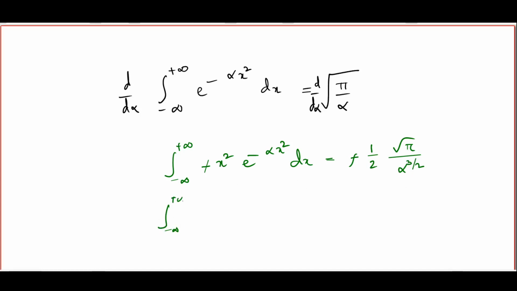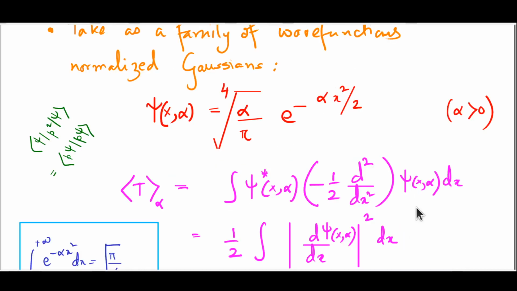Repeating this once again will give me x to the 4. Another minus sign which you can cancel on both sides, and the derivative on this side is half times 3 by 2 times root pi by alpha to the 5 by 2. And of course, if you were to integrate x to the 6 e to the minus alpha x squared dx, you would get half into 3 by 2 into 5 by 2 root pi by alpha to the 7 by 2 and so on. It of course does not matter whether you use the gamma function approach to evaluate the integrals involved or you use this cute differentiation under the integral sign method.